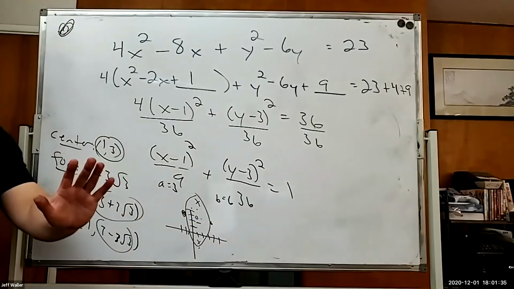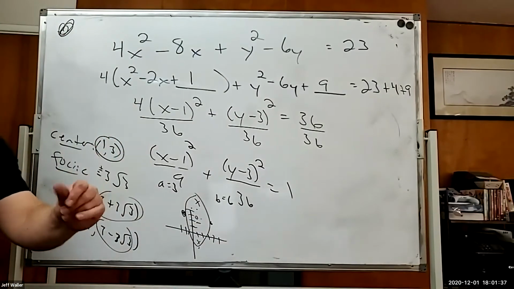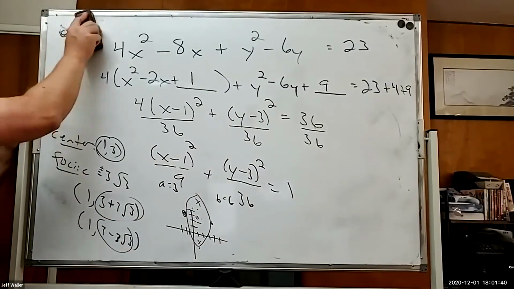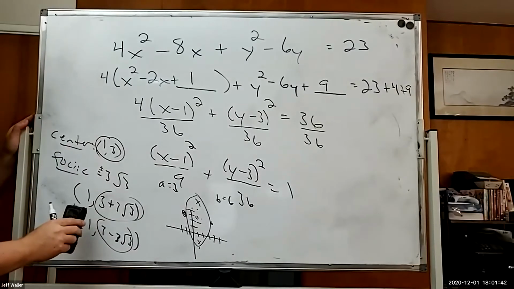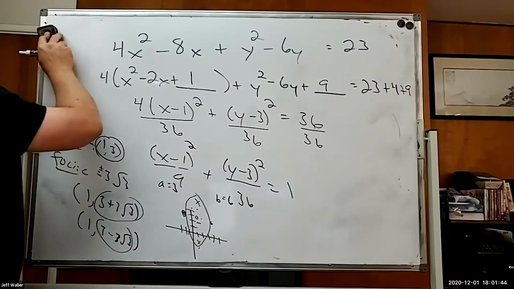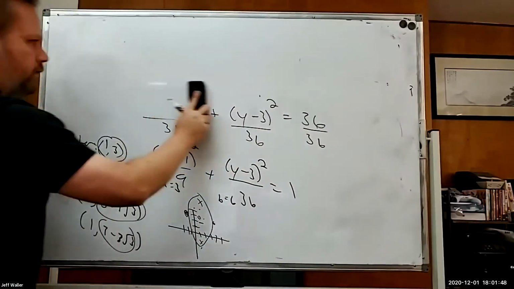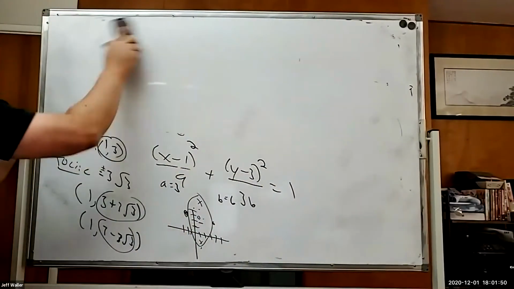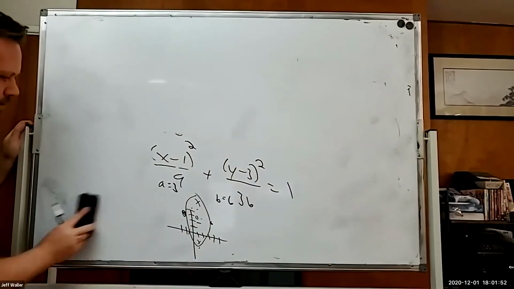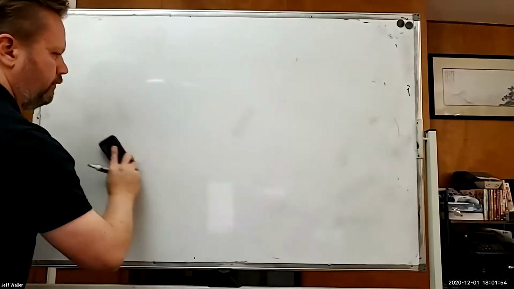So that's ellipses. Not much to do with them. Let's talk about hyperbolas. The only real difference between the equations for ellipses and hyperbolas is there's a minus. One of the two is negative.